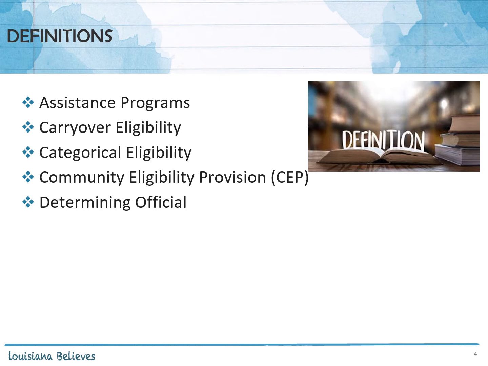Rather than collecting school meal applications to make individual eligibility determinations, schools that adopt CEP are reimbursed using a formula based on the percentage of students who are normally certified for free school meals without an application, such as students who participate in the Supplemental Nutrition Assistance Program and homeless students. Determining official. An LEA official responsible for determining children's eligibility for free and reduced price benefits.